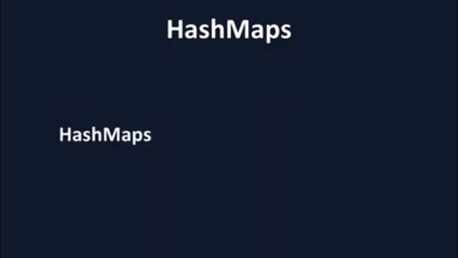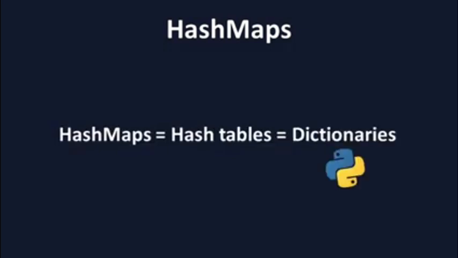Hash maps go by a few different names. They are sometimes called hash tables, or if you know Python, they're called dictionaries. For the purposes of this video, you can assume they're all the same thing. So, if you know how to use dictionaries in Python, congratulations, you've actually been using hash maps the entire time.